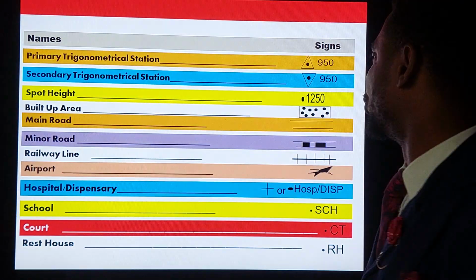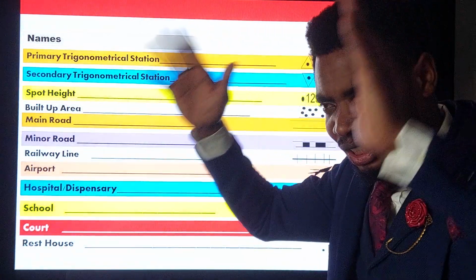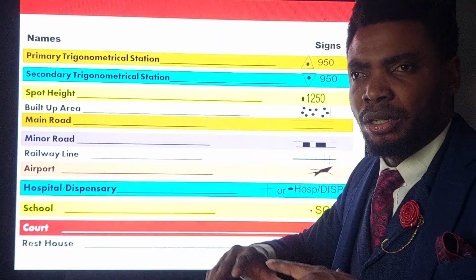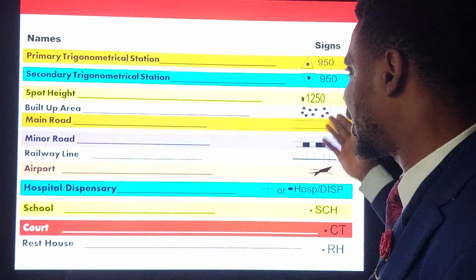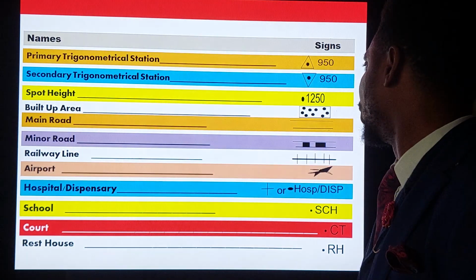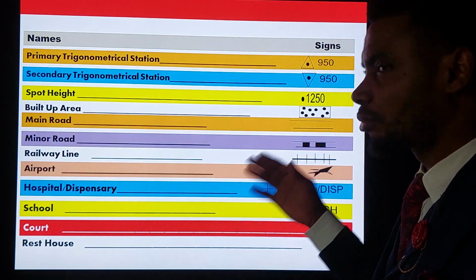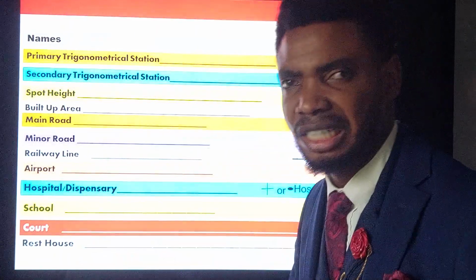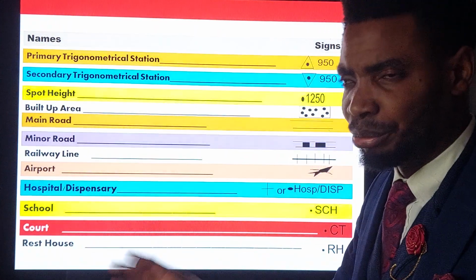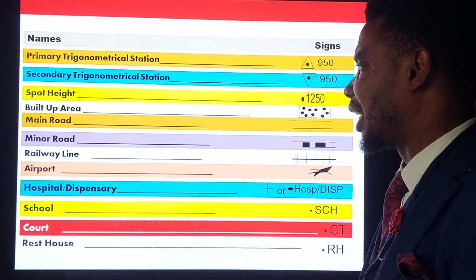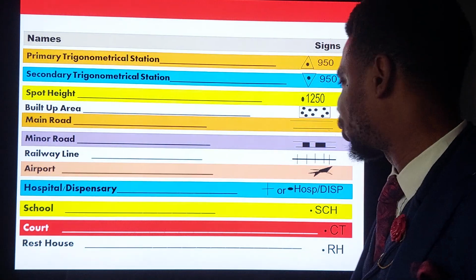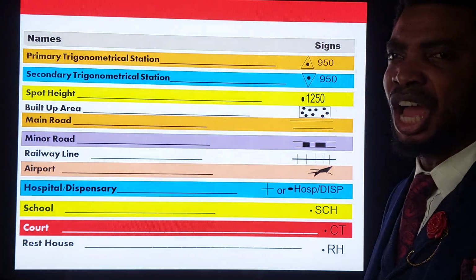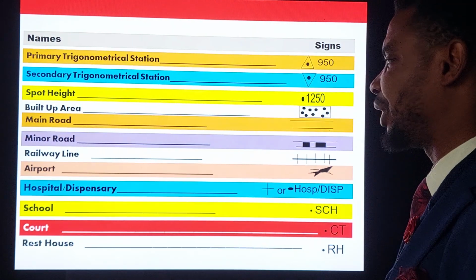Then main road, you see main road like a very straight line in the map, a very straight line that is very thick. That's usually main road. Then minor road, you see minor road with a dark color in between the main road. The railway line, you see a line that is crossed, that is railway line. The airport, you see something that looks like an aeroplane in that map. That means that place is an airport.